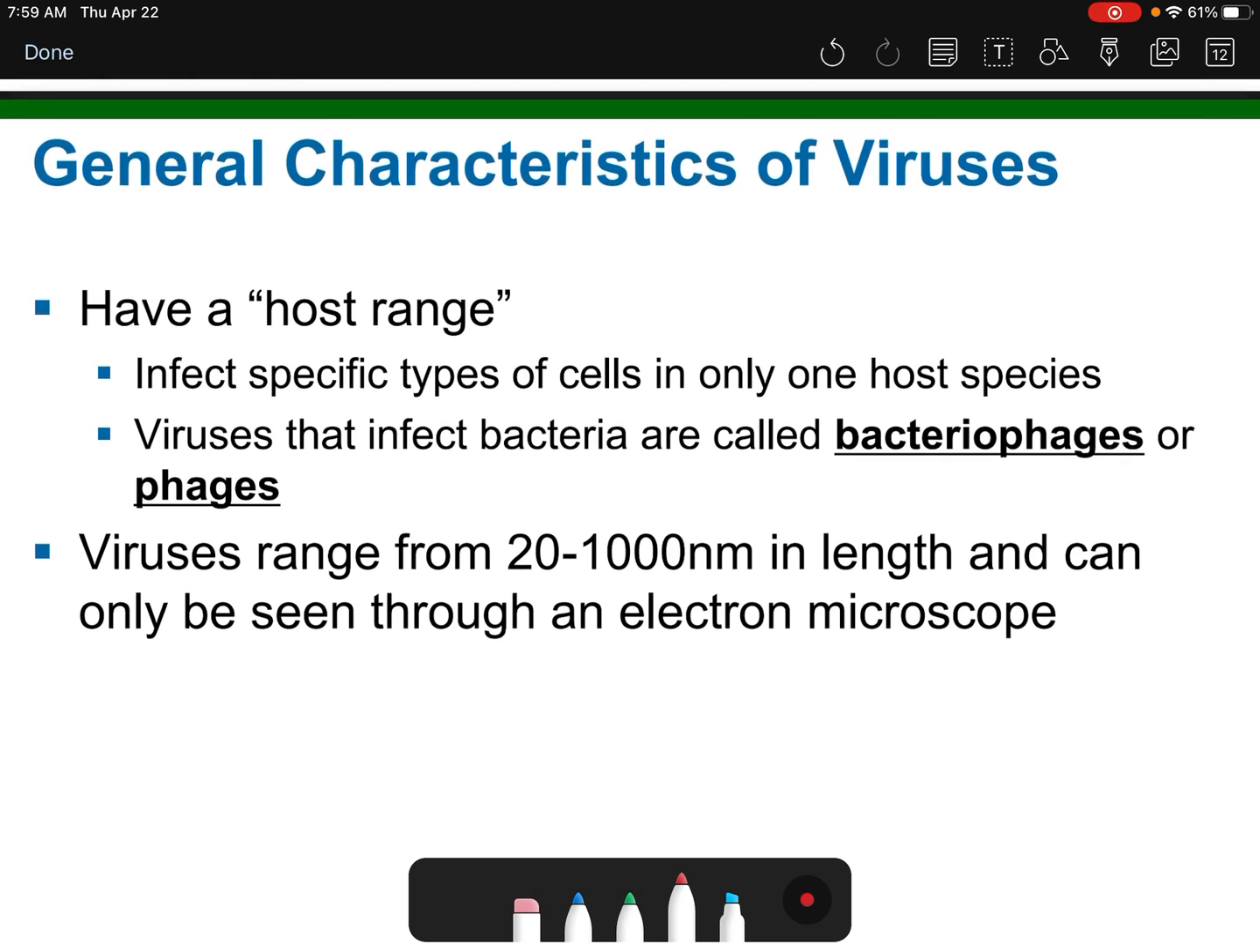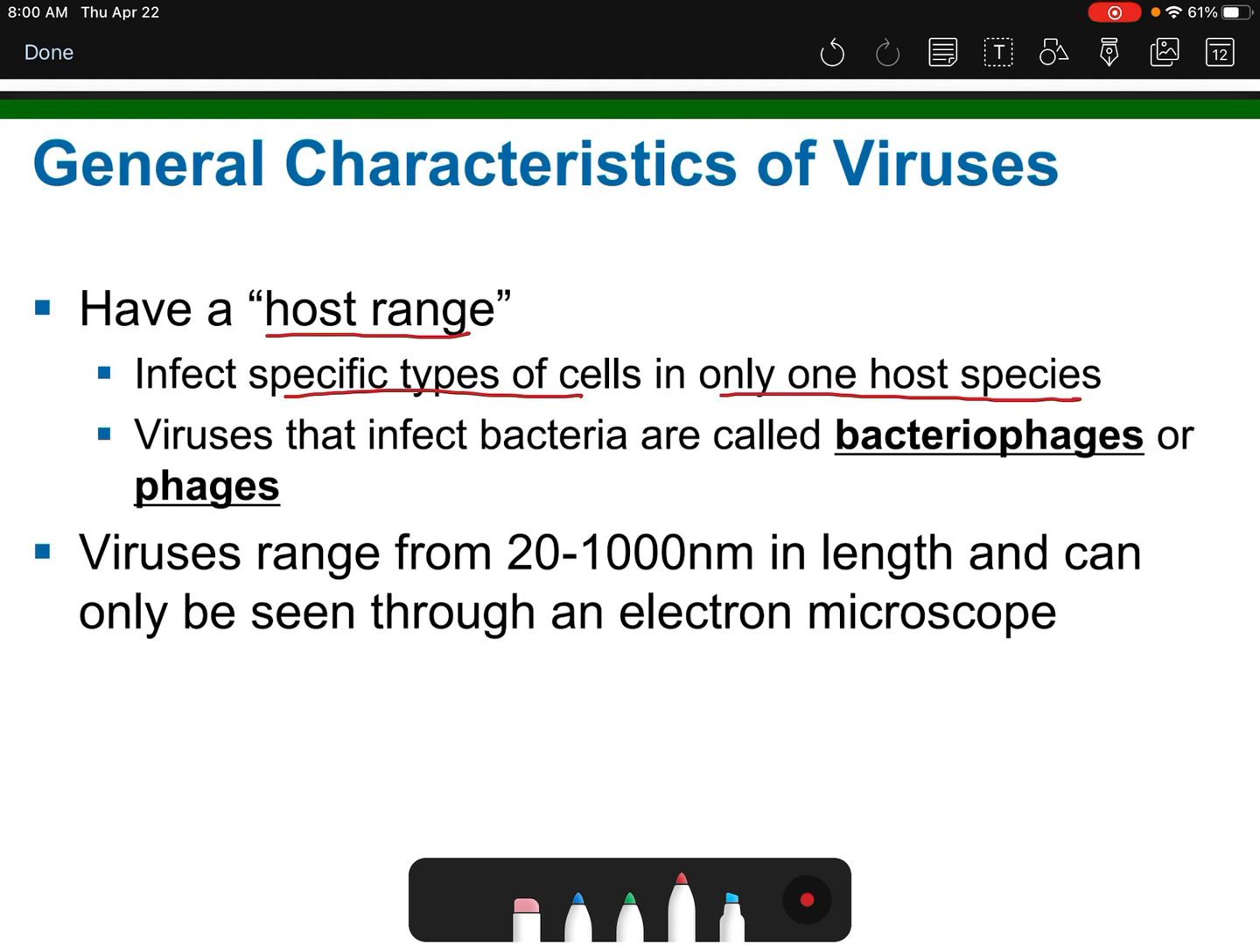Now, viruses have a specific host range. That means that they only infect certain types of cells in only one host species. It's not like a particular virus can infect a wide variety of different living things or even a wide variety of different cells in your body. Usually they're very specific to the host and to the type of cell in the host that they affect.